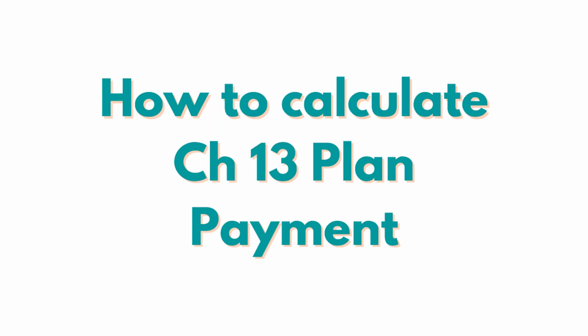So first, how does the Chapter 13 plan payment work? A Chapter 13 bankruptcy is often a 3 or 5 year payment plan where you're making monthly payments. It's for people to pay back at least some of their debt in a Chapter 13 repayment plan.